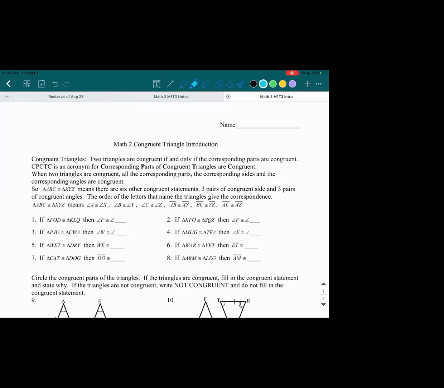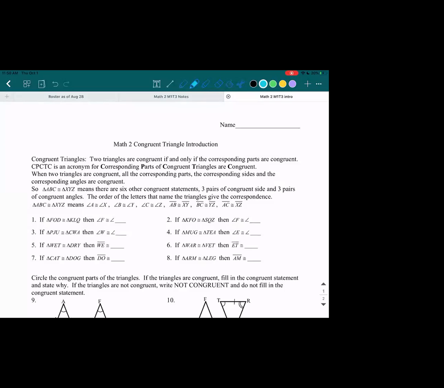So in our intro worksheet, I'm going to read this. It says, congruent triangles. Two triangles are congruent if and only if the corresponding parts are congruent. CPCTC is an acronym for corresponding parts of congruent triangles are congruent. When two triangles are congruent, all the corresponding parts, the corresponding sides and the corresponding angles, are congruent.